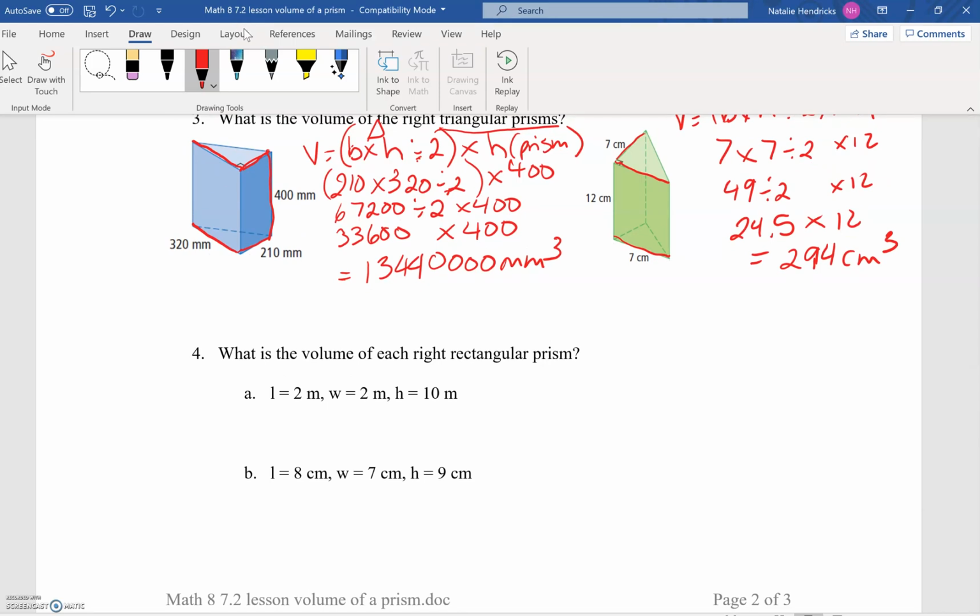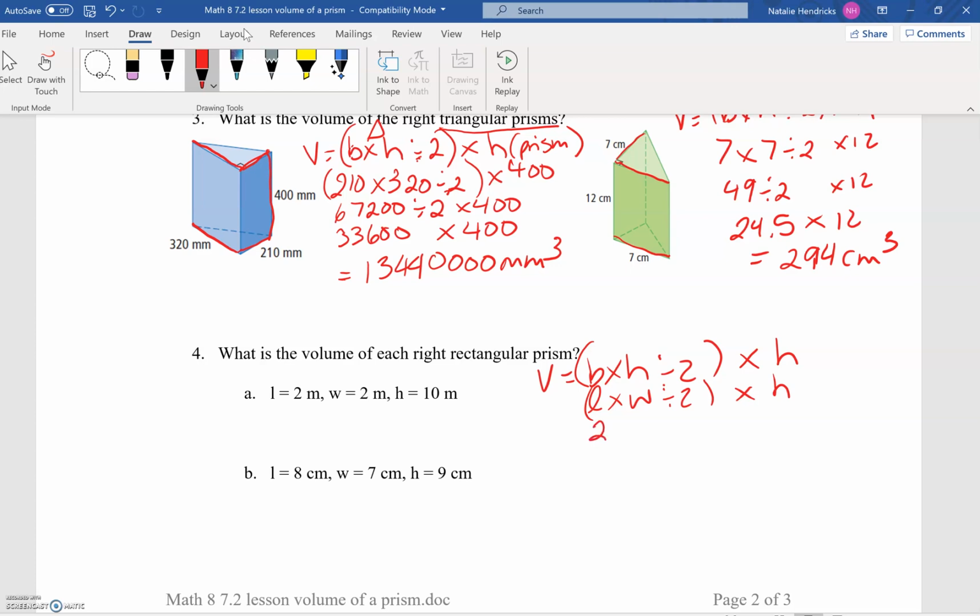Okay, what is the volume of each right rectangular prism? So again, we're going to use the same formula. Volume equals base times height divided by 2 times height of the prism. The other way you can look at it, and the way this one is written, is length times width. So we can always say length times width divided by 2 times height. That way it's sometimes easier to understand for the triangle. You can decide how you want to write it. Either one's going to be fine. Please write the formulas.